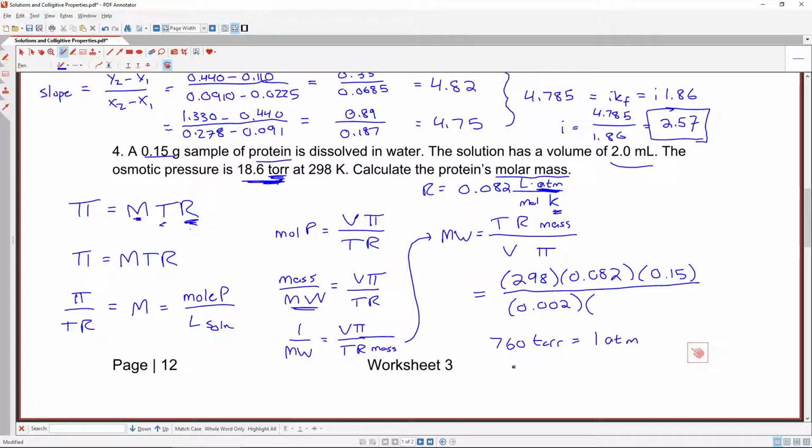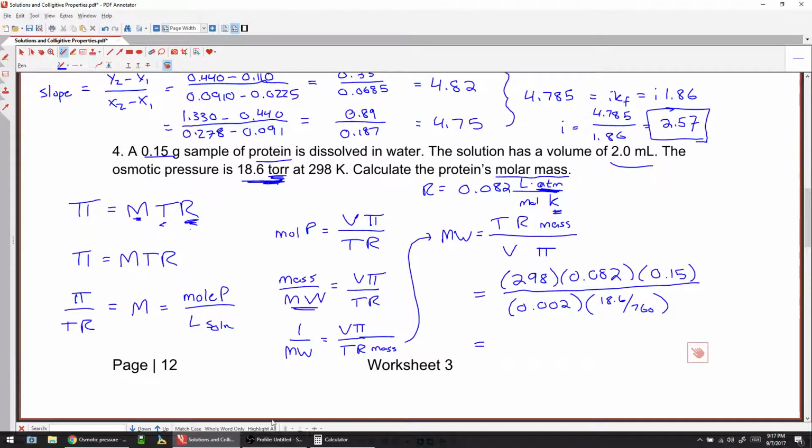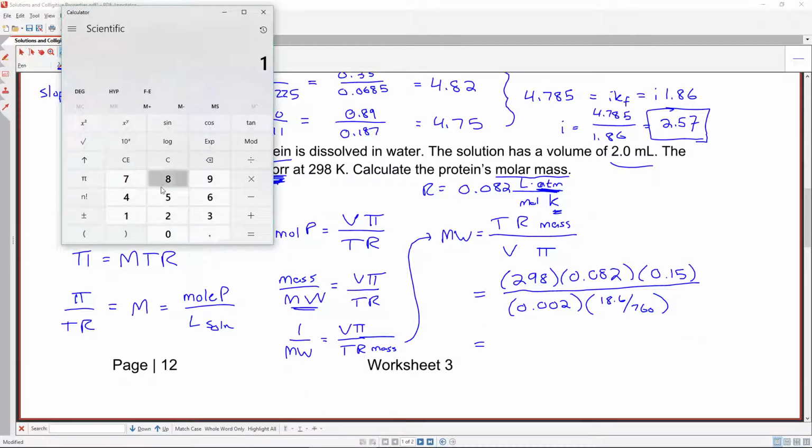So then 18.6 torr is equal to 18.6 over 760 atmospheres. So 18.6 divided by 760. Okay, cool. So let's plug all this in and then hope that we don't get a molar mass that's smaller than a proton. Right? Because something's probably wrong with that.